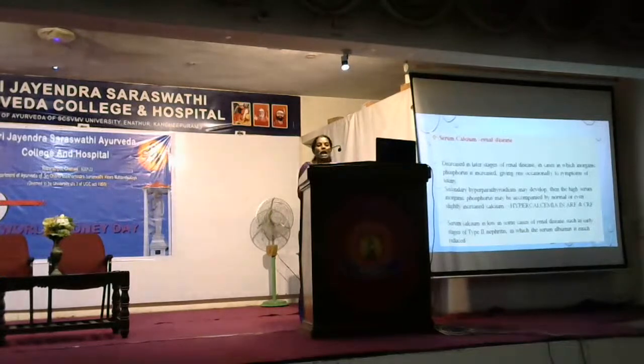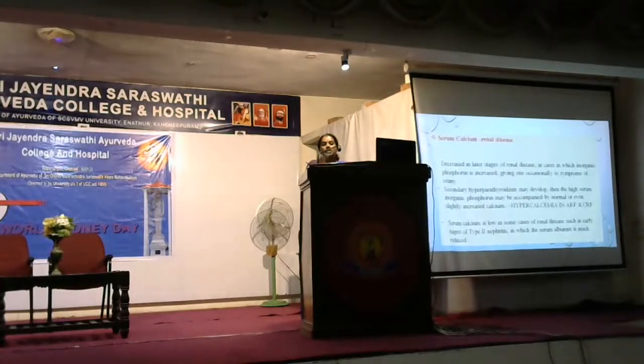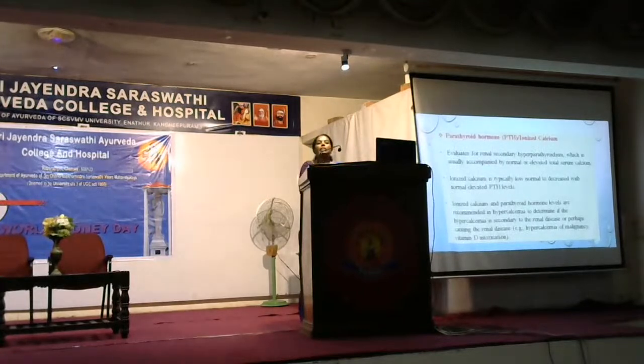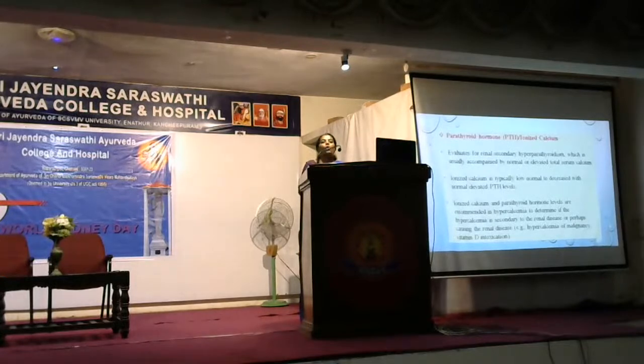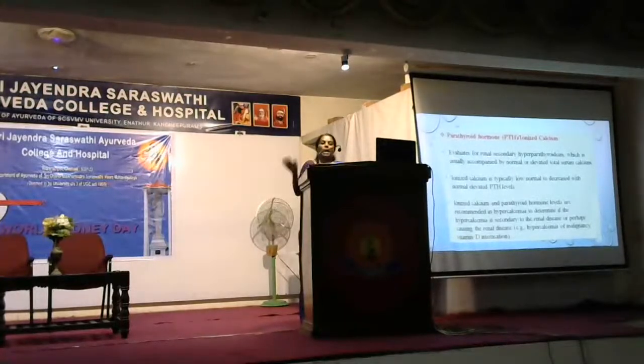Then next is serum calcium. Initially in acute renal failure, we notice hypocalcemia. Later, in the end stage, it is replaced by hypercalcemic conditions. So we have to confirm that the hypercalcemia is only due to renal damage by assessing the parathyroid hormone and ionized calcium levels. If a person has hypercalcemia with reduced or low normal ionic calcium and increased parathyroid hormone level, it indicates renal pathology.